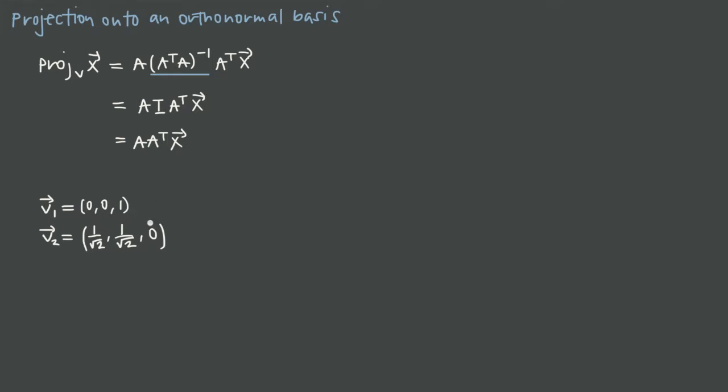And we need to verify that the length of each vector is 1. And we can see here that the length of this vector is 1, and if we take the length of v2, we'll end up with 1/2 plus 1/2, and we'll get a length of 1. And again, we did that in the last video, so we've already seen that this set is orthonormal.